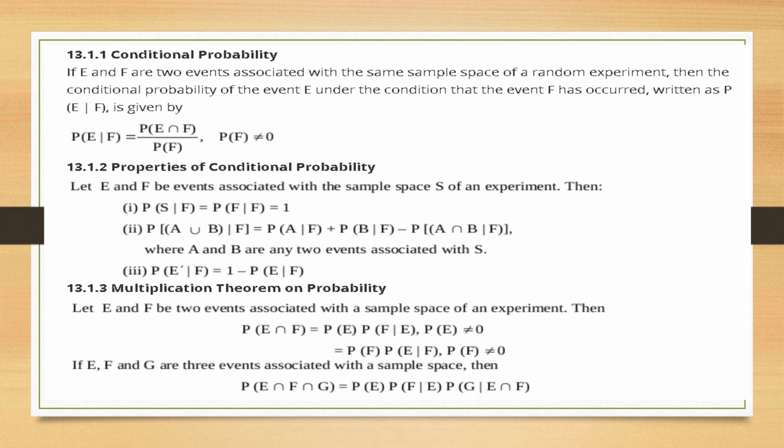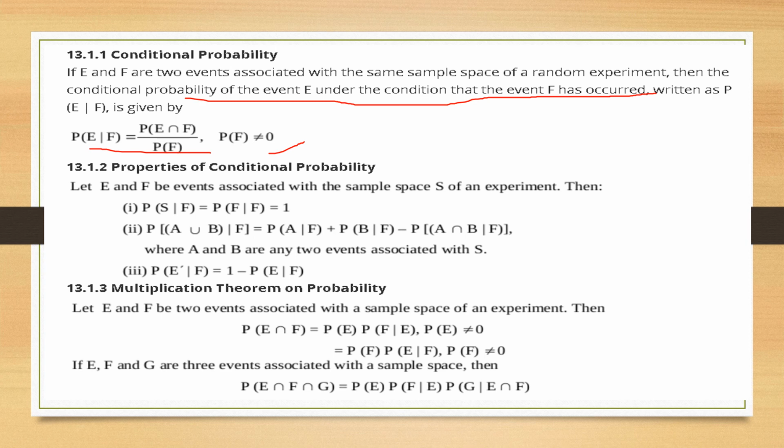So what we have studied today is that if E and F are two events associated with the same sample space of a random experiment, then the conditional probability of event E under the condition that F has occurred, written as probability of E under F, is given by probability of E intersection F divided by probability of F, provided probability of F is not equal to 0.